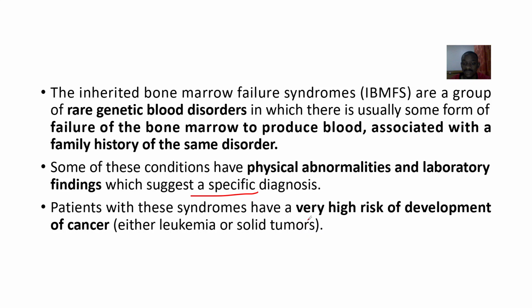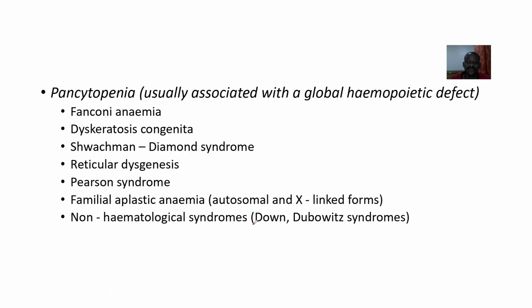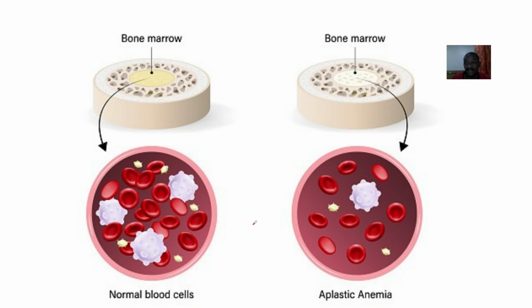Patients with these syndromes have a very high risk of developing cancers. We'll talk about acute myeloblastic leukemia, acute myeloid leukemia, and a lot of these leukemias, either leukemias or solid tumors, all right? So this is aplastic anemia. That's when your bone marrow is failing.